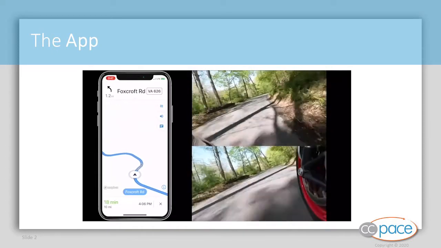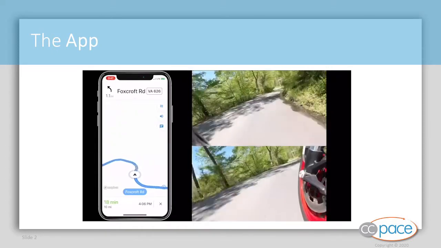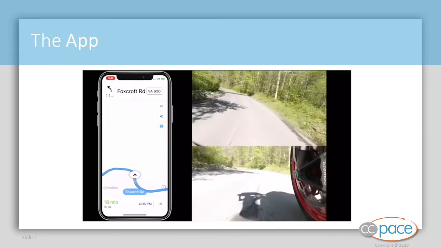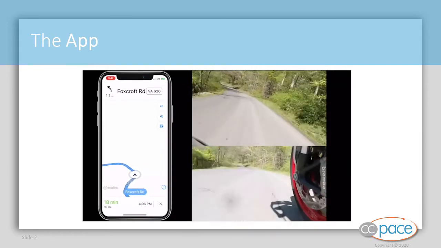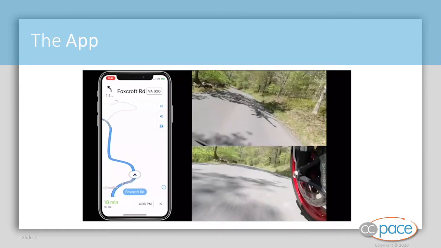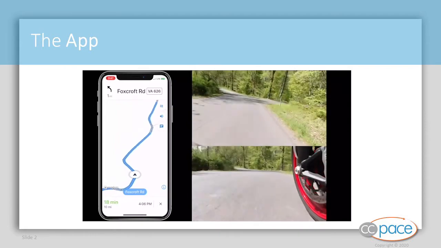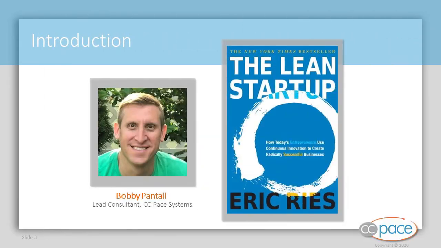What's the product? The Twisty app uses mathematical analysis to identify the twistiest and most interesting roads in the world. It's a navigation app, but one that focuses on the journey as well as the destination. The twistiest roads are returned relative to your own location, so you'll always get the most interesting roads in your specified radius. I'm Bobby Pantel from CC Pace Systems, who partnered with Twisty to build the app.